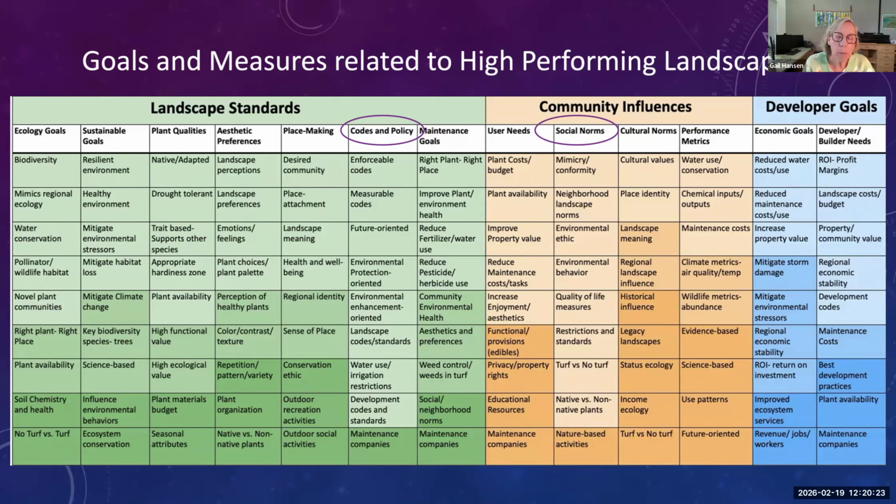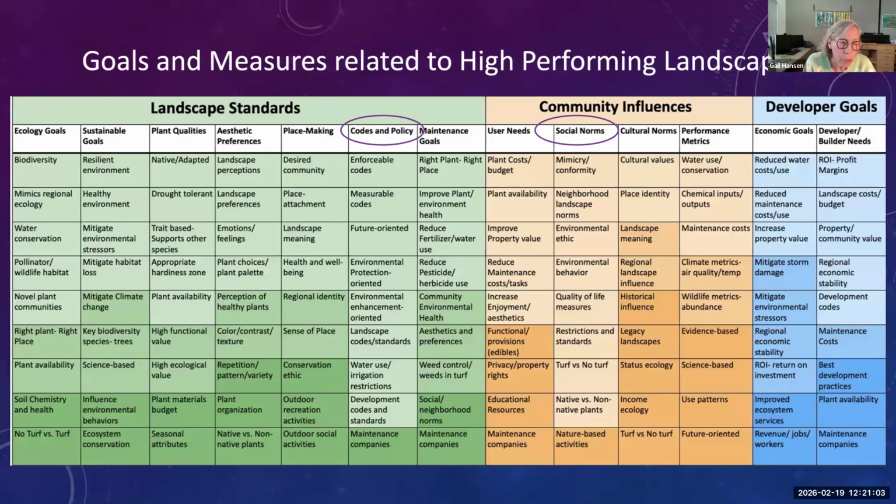But we ranked them on priority. And when we did that, you can see in the light green color that in our column with codes and policy, we actually ranked those as having the most high priority items for a high performing landscape. So you look down that column and you see enforceable codes. They have to be measurable. They should be future oriented, environmental protection oriented, environmental enhancement oriented, and have these specifically for landscapes.